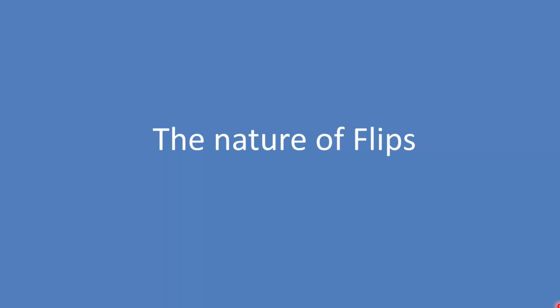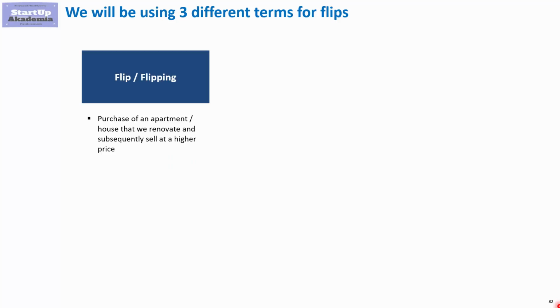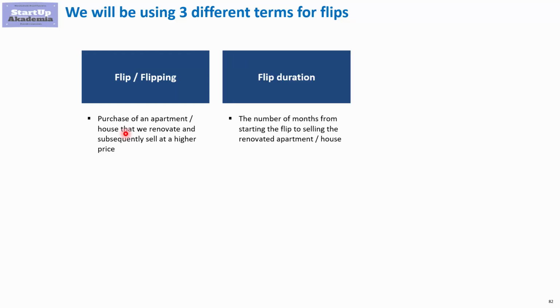Let's discuss briefly the nature of flips and also the main terms that we're going to be using. So first of all, by flip or flipping, we mean that we purchase an apartment or house and we renovate it, and subsequently we sell it at a higher price. An important thing to consider when we are talking about flips is obviously the flip duration, so the number of months from starting the flip to selling the renovated apartment or house.